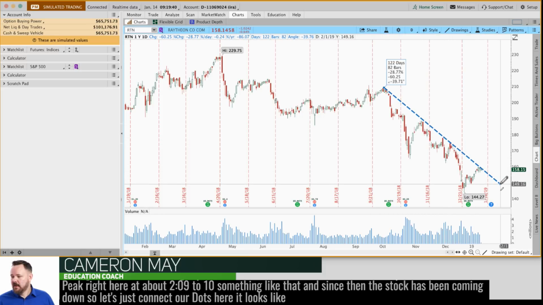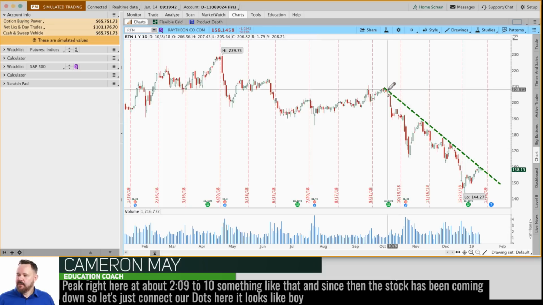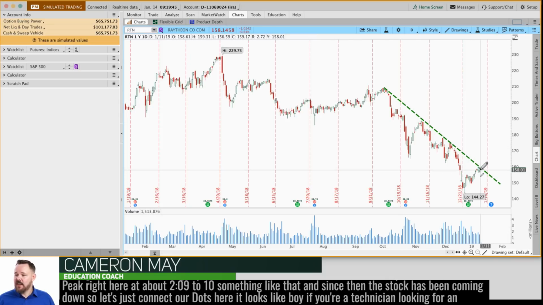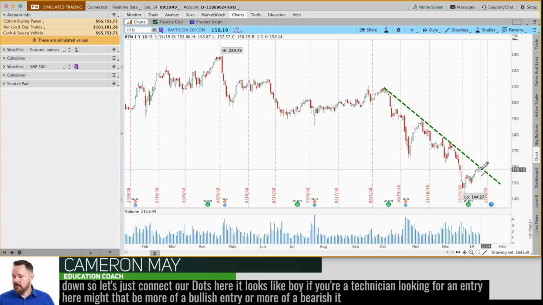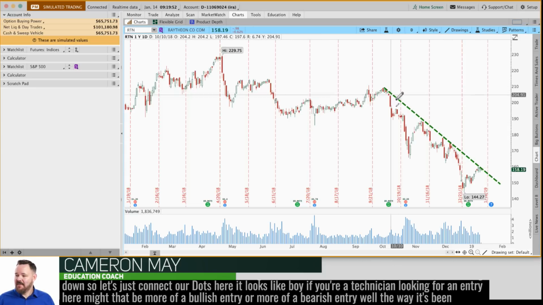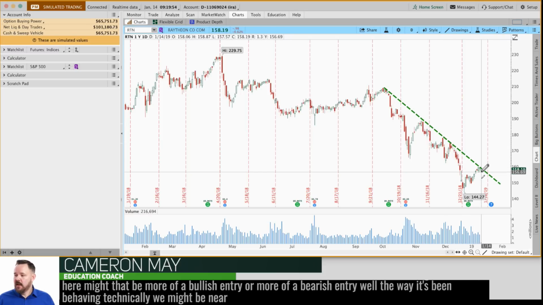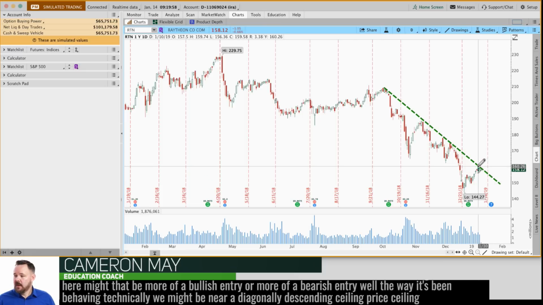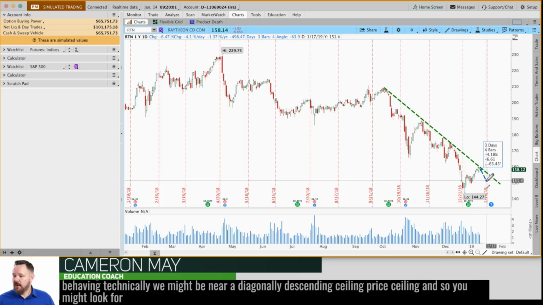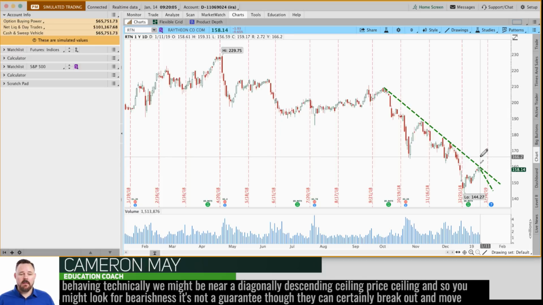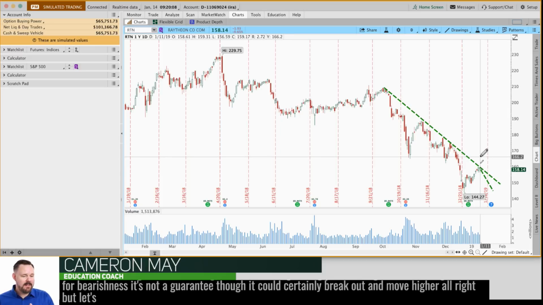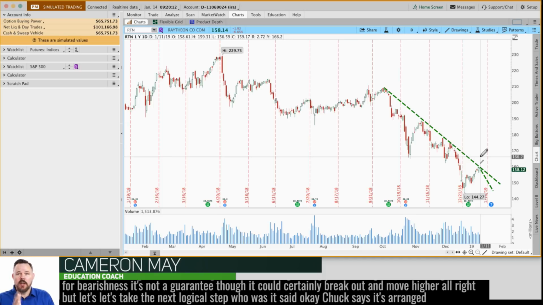And it looks like, boy, if you're a technician looking for an entry here, might that be more of a bullish entry or more of a bearish entry? Well, the way it's been behaving technically, we might be near a diagonally descending price ceiling. And so you might look for bearishness. It's not a guarantee though. It could certainly break out and move higher. All right, but let's take the next logical step. Who was it that said, okay, Chuck says it's a range or a channel?